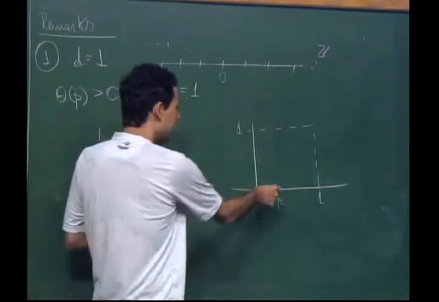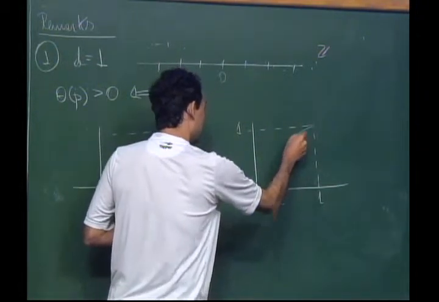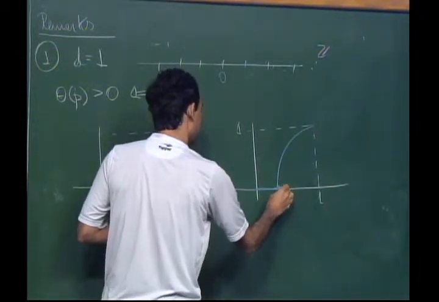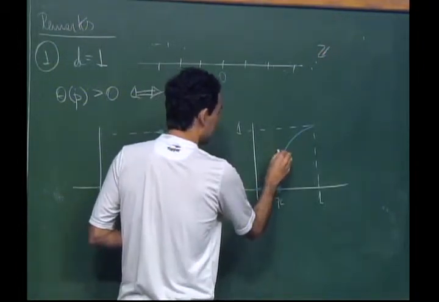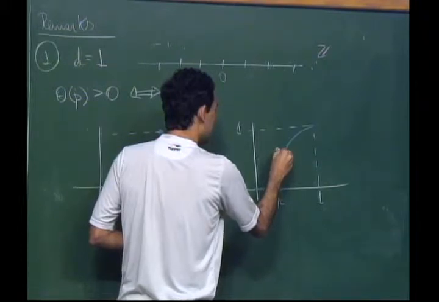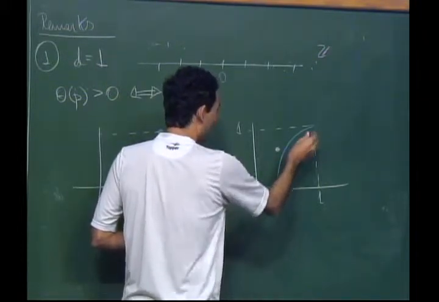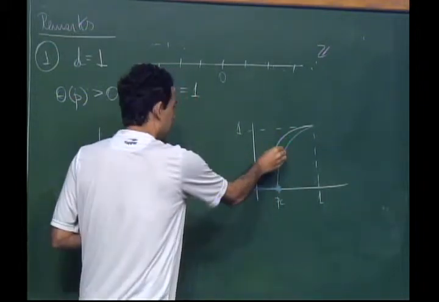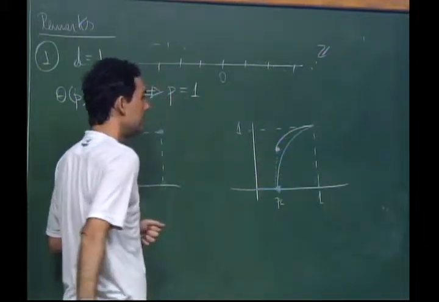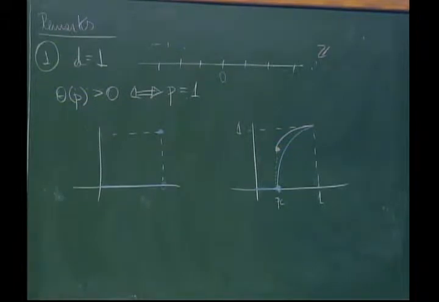So if theta p_c is 0, the graph should be like this. But in principle, theta of p_c could be not 0. For example, it could be like this. Okay?